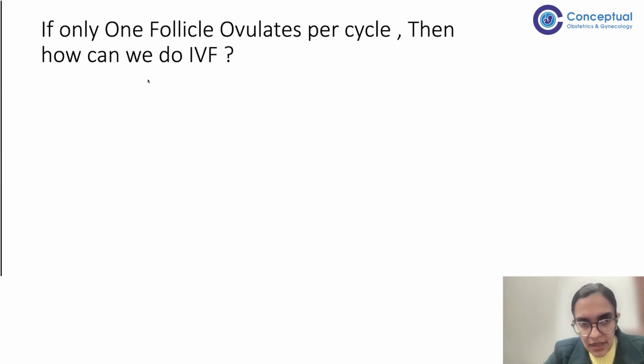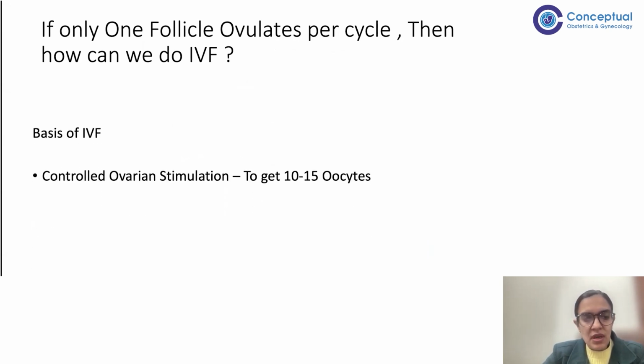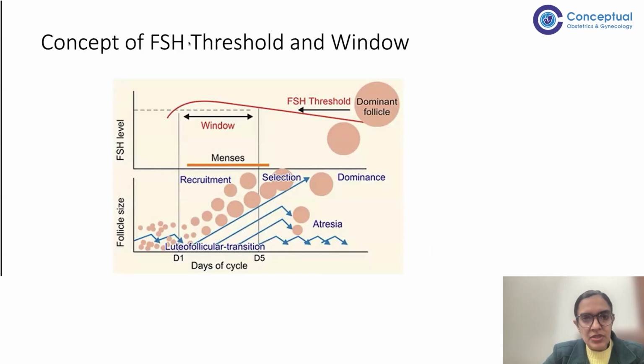Right. So this is another query that comes to mind: if only one follicle ovulates per cycle, then how is it possible that we do IVF? So we're going to see how we do a controlled ovarian stimulation. This is basically the concept of FSH threshold and window. How in a normal cycle only one follicle gets selected and becomes dominant, whereas in IVF we can stimulate multiple of these antral follicles to become dominant, and all of them can become mature, from which we can take out the oocytes. So the basic thing is FSH, window and threshold.